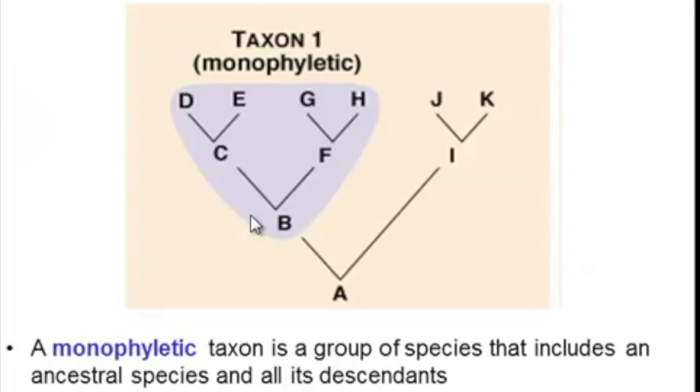And one last thing about phylogenetic trees. Anytime you have a group of organisms and their common ancestor, we call this a monophyletic group or a monophyletic taxon. It's simply a group of different species that include the ancestral species, in this case B, and all of the descendant species. And that concludes our review of evidence for evolution and how to trace phylogeny.